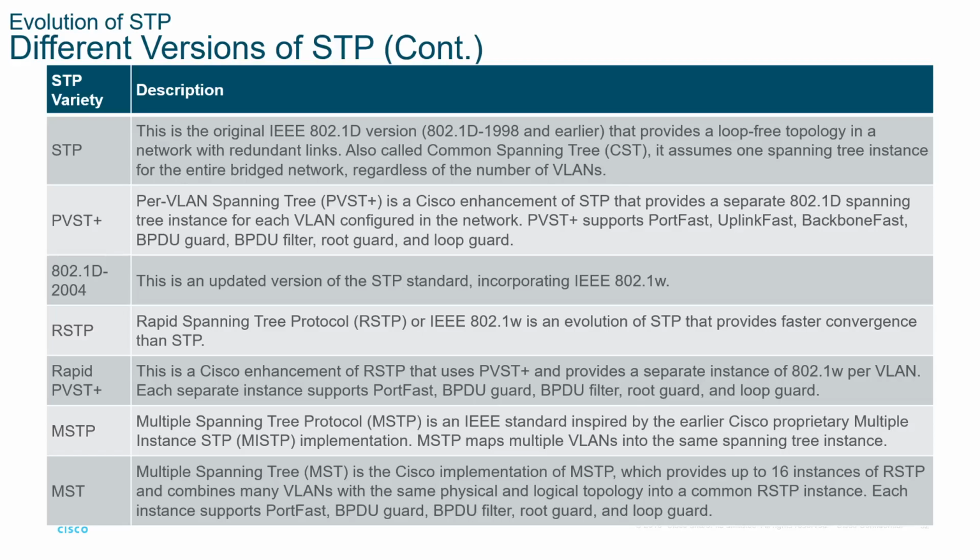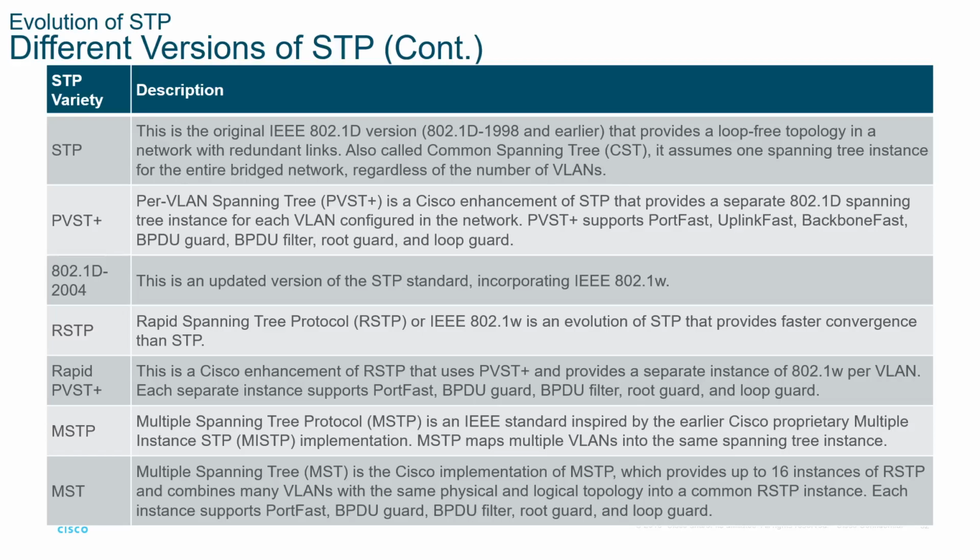We also have RSTP, the Rapid Spanning Tree Protocol, or 802.1w, which is an evolution of the STP that provides much faster convergence compared to STP. It does that by having different port roles and implementing a few things differently. We also have Rapid PVST+, when we apply all the RSTP features to PVST+ and provide separation of instances per VLAN for the 802.1w standard.